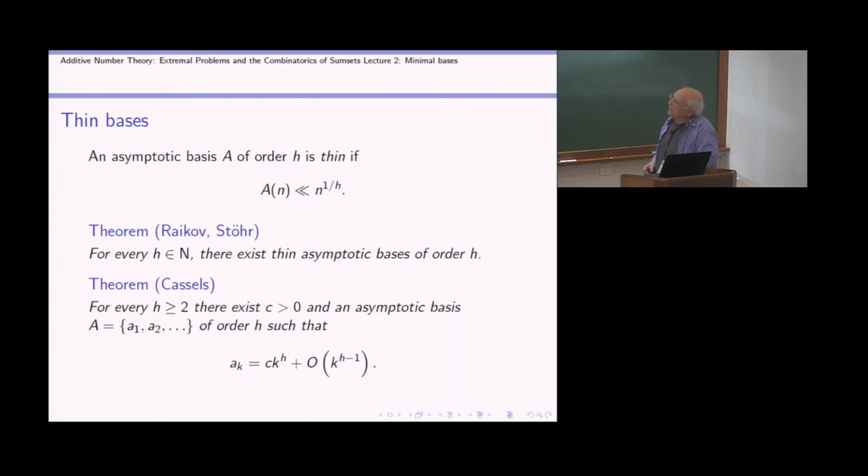And these things exist. The existence was proved long ago by Raikov in the former Soviet Union in maybe the 1940s, and Alfred Stöhr in Germany. You can construct asymptotic bases of order h that are thin. And there's a beautiful theorem of Cassels that says you can make this very precise. It's a somewhat complicated construction, but you can construct a basis for the non-negative integers of order h, where the kth term in the sequence, a_k, is some constant c times k to the h plus big O of k to the h minus 1.